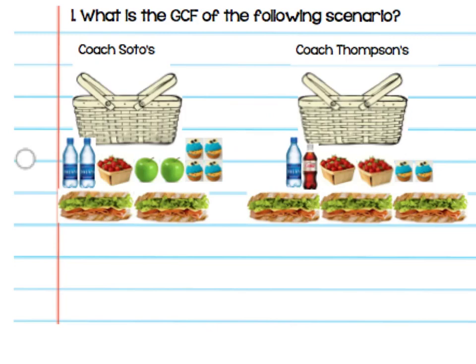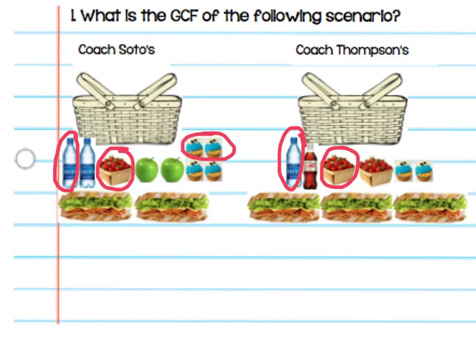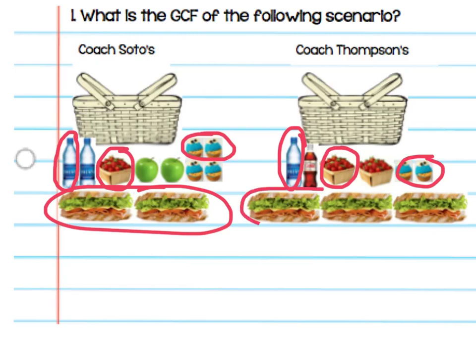So what is the GCF of the following scenario? Notice I have my picnic basket and there's Coach Thompson's picnic basket. Notice there's certain things that we have in common, so we're going to identify them by circling them. I notice that I have one water bottle, he has a water bottle. I have a thing of strawberries, he has one of strawberries. I notice that I have two Cookie Monster cupcakes and he has two Cookie Monster cupcakes. I also notice that we have two sub sandwiches together.